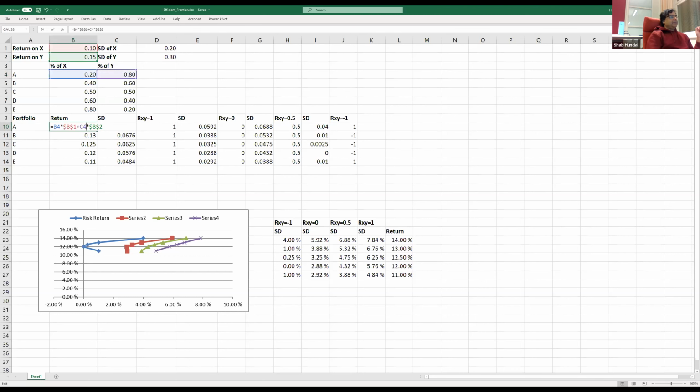And you can see here that if you want to calculate the return of a portfolio, you are multiplying the return of X with the B4, which is the proportion of X stock, and then you have the 15%, which is the return on Y, and you are multiplying with C4, 80%, since you're investing 80% in Y, and this gives you 14% of expected return.